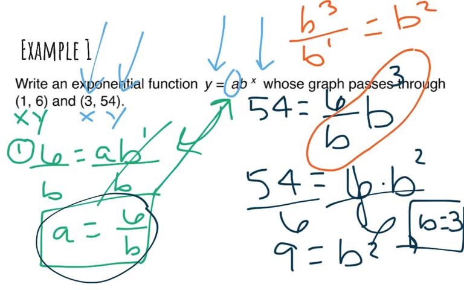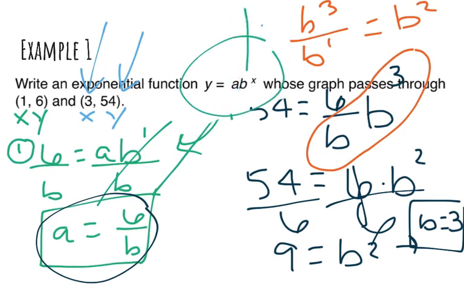Now you might be wondering, why am I not writing plus or minus 3? That's because remember, what we're solving for is b, and b in an exponential function can either be greater than 1, or in between 0 and 1 if it's a decay. Never, ever, ever do we have negative b values. So I know that I'm just going to take the positive value for b, which is 3.